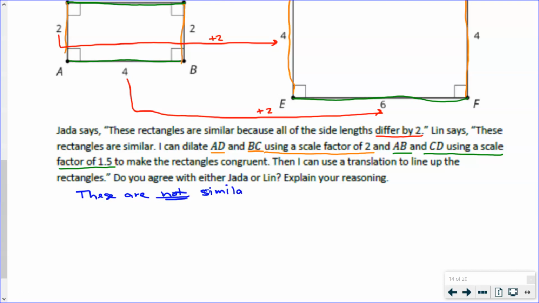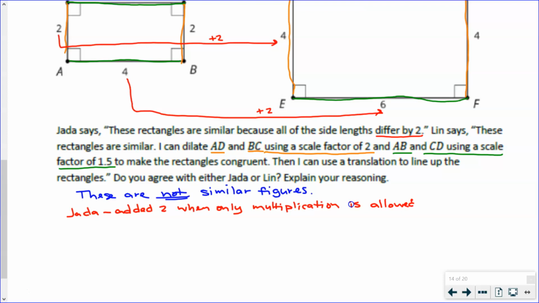Pencils are moving. We're going to really explain what each person got wrong. Jada added 2 when only multiplication is allowed. Lynn is also wrong because Lynn changed the scale factor.